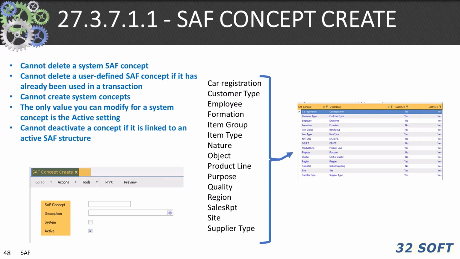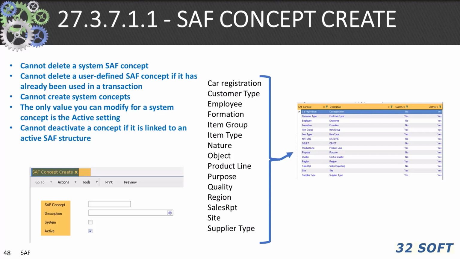Use 25.3.7.1.1 SAF concept create to create SAF concepts in your system. Caution should be taken as the following restrictions apply to creating SAF concepts. Number 1, you can't delete a system concept. You can't delete a user-defined SAF concept if it's already in a transaction. You cannot create system concepts. Only value set to active can be modified for a system concept, and you cannot deactivate a concept if it is linked to an active structure.